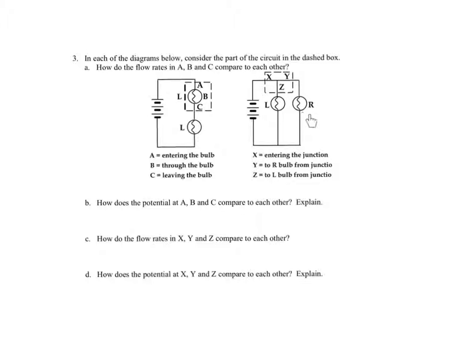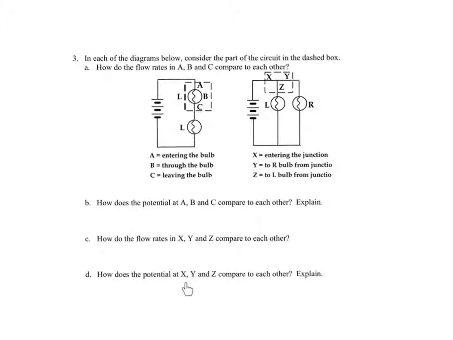If both resistors were R or both resistors were L, in other words the same, the flow rate in L and R, or in this branch and this branch, would be the same, and they would be equal to half of the flow rate at X. As it is now, this flow rate is going to be something more than 1/2 of X, and this flow rate will be something less than 1/2 of X.